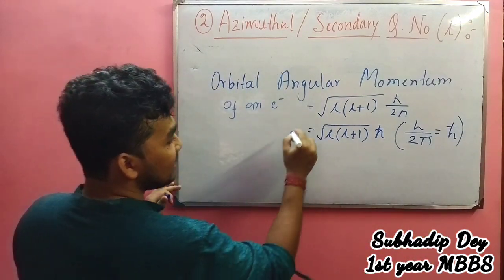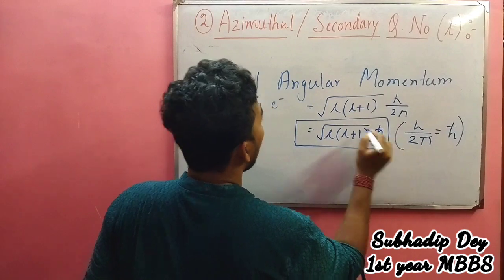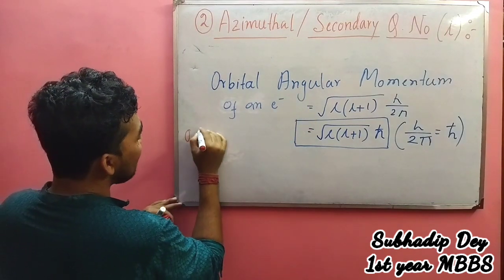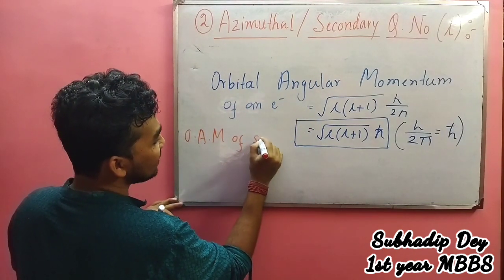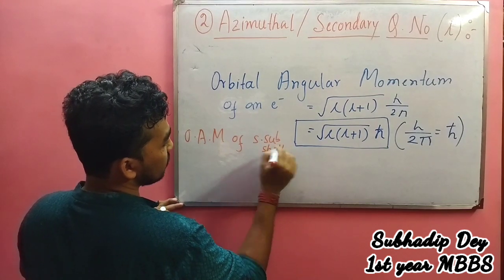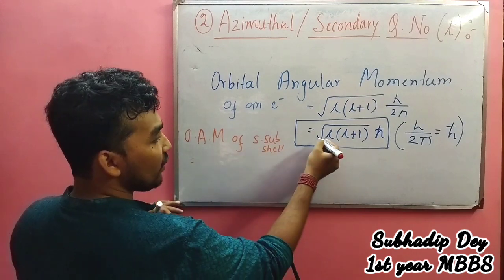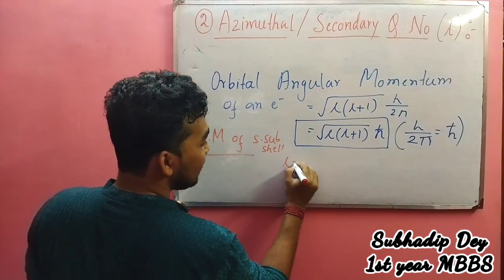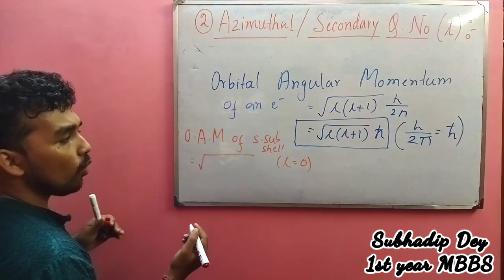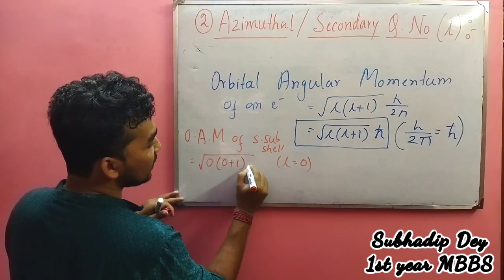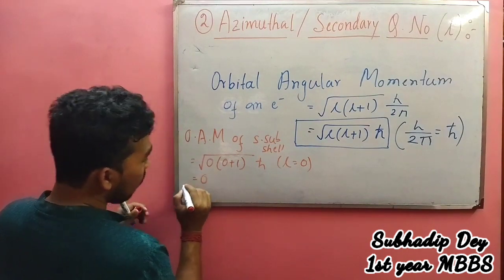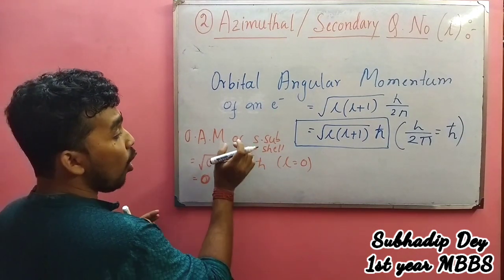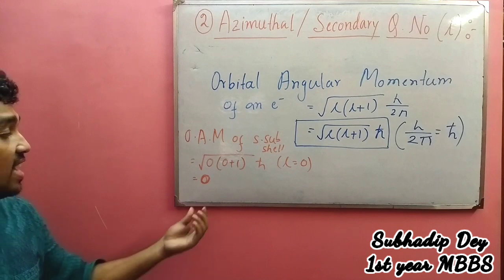Okay, so this is the formula to calculate orbital angular momentum. Now let us take an example. If we try to calculate the orbital angular momentum of S subshell, what will it be? We will put the value of L within this formula. So root over, for S subshell the value of L is 0. So root over 0 into 0 plus 1 H bar. So it will become 0. You see, 0 into anything is 0. So the orbital angular momentum of S subshell comes to be 0.